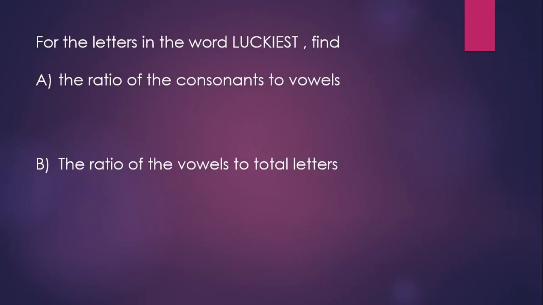For the letters in the word luckiest, find the ratio of consonants to vowels and the ratio of vowels to total letters. There's 3 ways we can write the ratio of consonants to vowels. The consonants in the word are L, C, K, S, and T, so there's 5 of them. And the vowels are U, I, and E, so there's 3 vowels. So we could write a fraction, 5/3. We could also write 5 to 3, or we could use the colon notation, which also means 5 to 3.